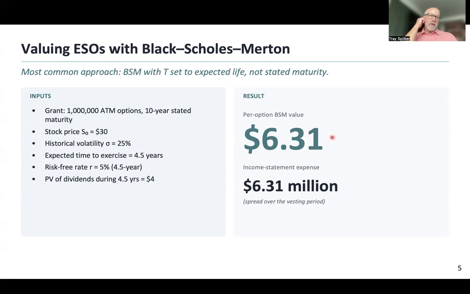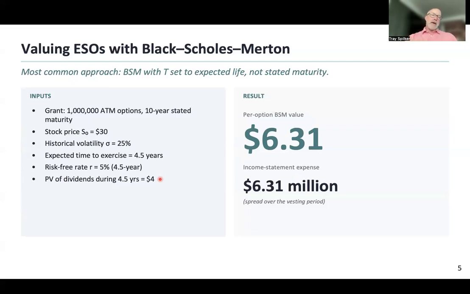For these options, what I also failed to mention was that this company pays dividends on its stock. Remember how we account for that: we just adjust the current stock price. S0 is 30, and the present value of dividends over that 4.5 year time period in this example is $4. Dividend payments transfer value from the option holder to the shareholder before the exercise date.